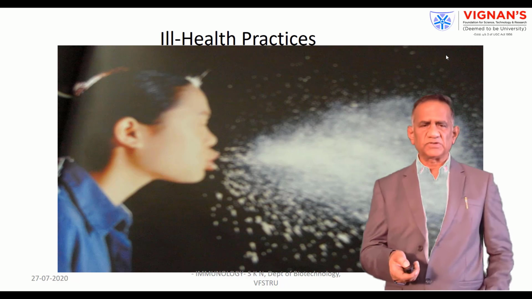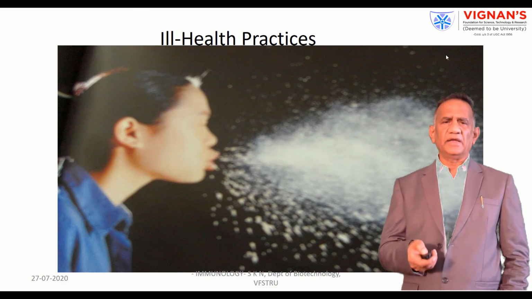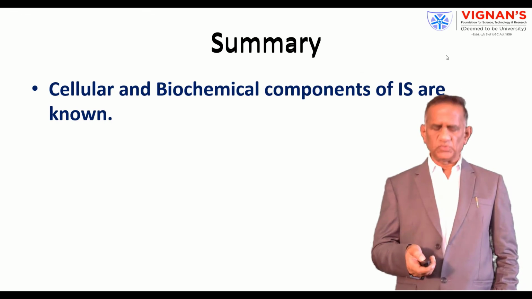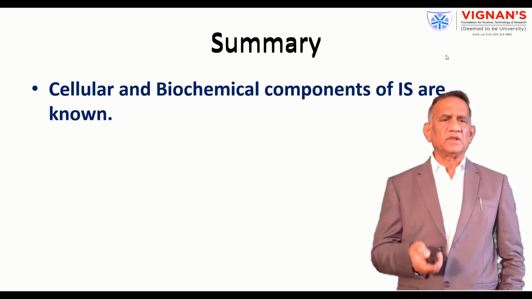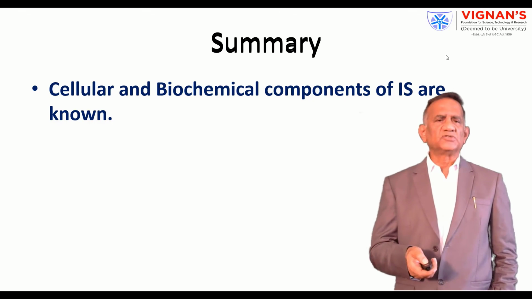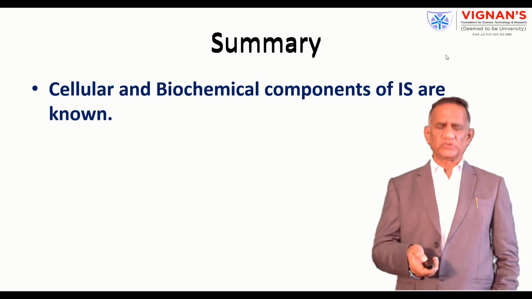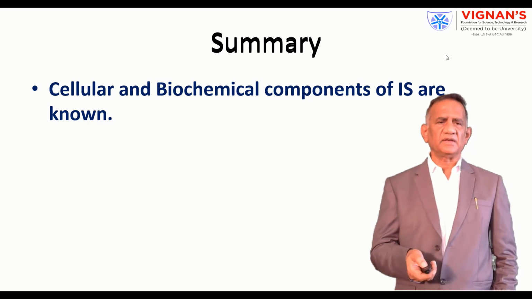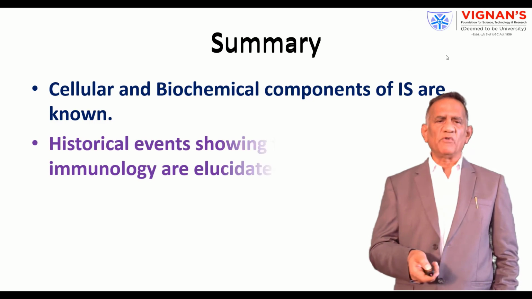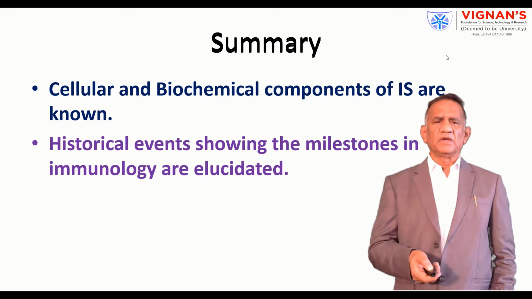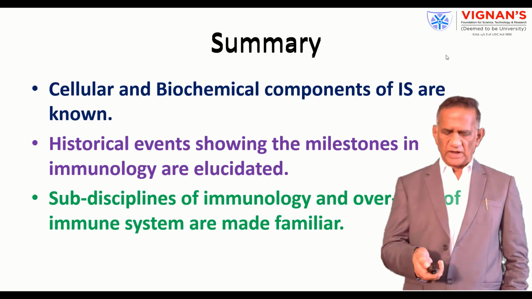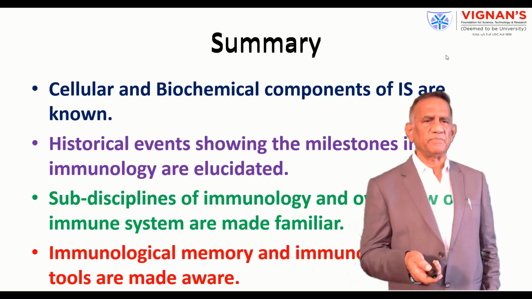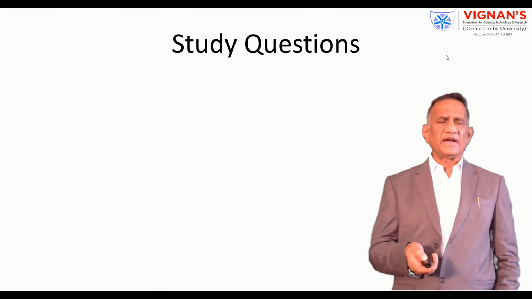So now, with these few slides, I introduced you to this immunology and immunoinformatics course that we are handling for our students. The summary of these 15 to 20 slides is that the cellular and biochemical components of the immune system are known, historical events showing the milestones in immunology are illustrated, and the subdisciplines of immunology and an overview of the immune system are made familiar. Immunological memory and immunoinformatic tools are made aware. And a few study questions before we come to the next topic. Please go through the slides and come to an understanding.